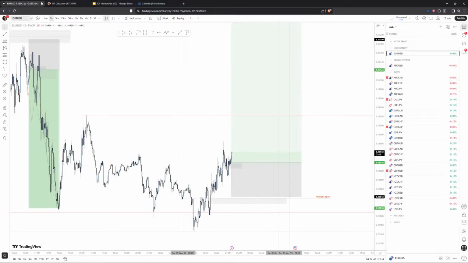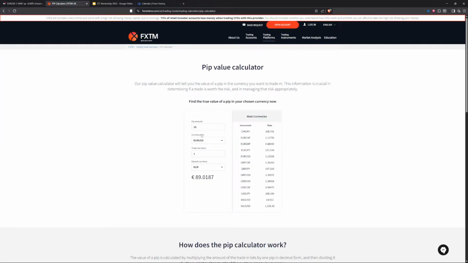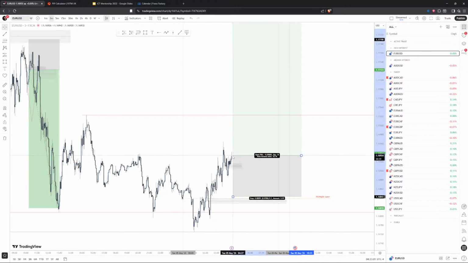That's fine. Takes us about 10 pips. And we'll probably risk maybe like £5. Okay. We've entered the buy on this.